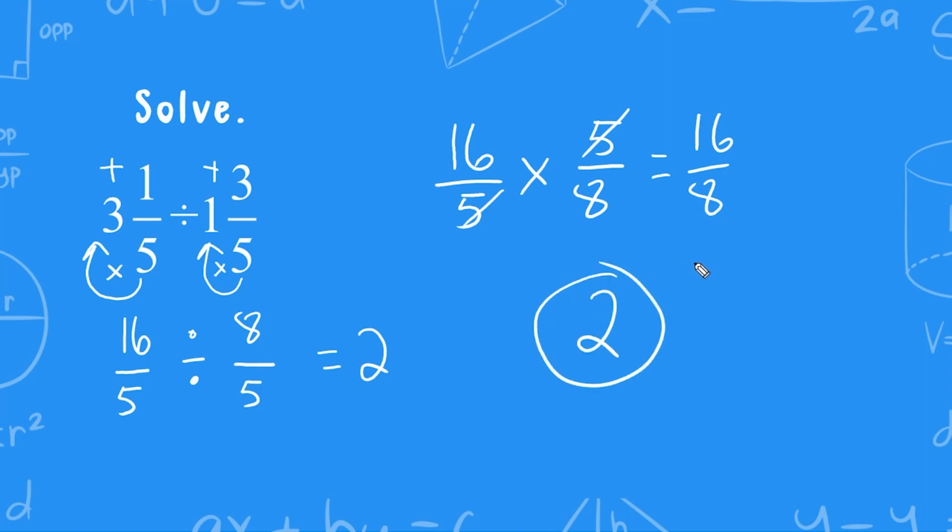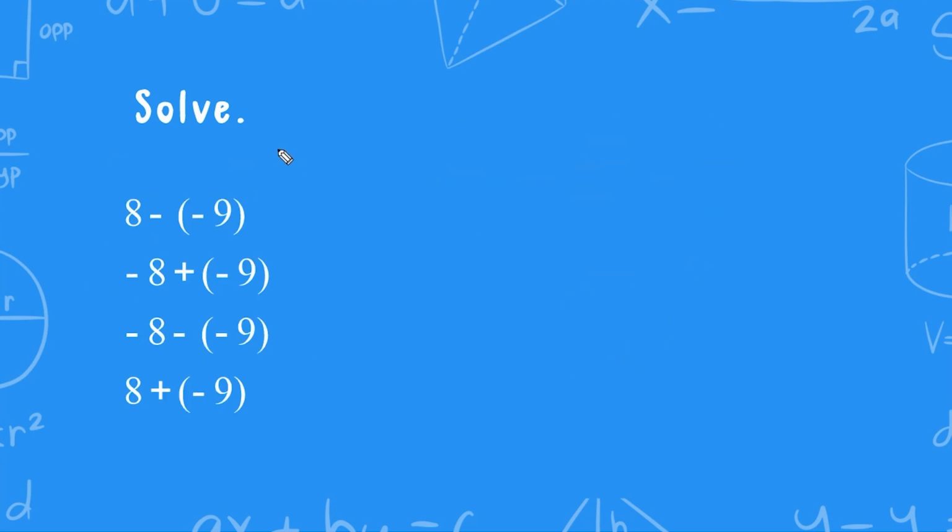All right, let's go ahead and do the next problem. Okay, we have 4 integer problems here that look very similar, but each one of them is going to give us a different answer. So let's take this first example. We have 8 minus -9. Now, whenever you are subtracting a negative or see 2 consecutive negatives, what you have to do is make both of those signs positive. So really we're dealing with 8 plus 9, which is equal to 17.